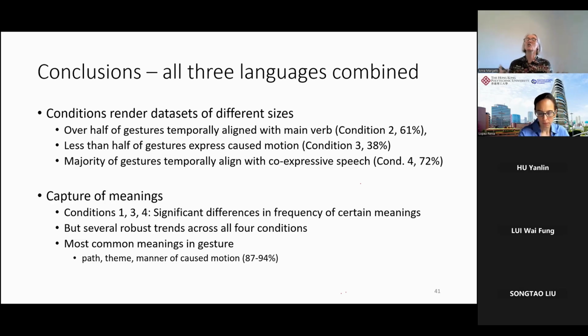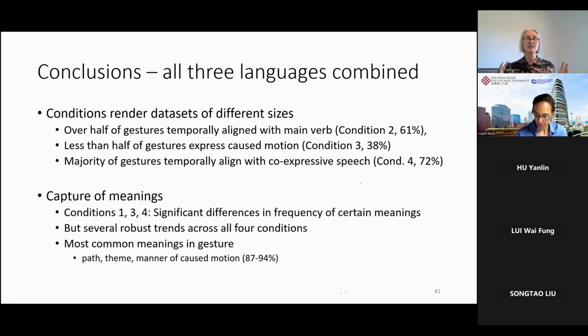So these are our cross-linguistic trends that hold across the 3 languages. When we then look at the capture of meanings, we found that conditions 1, 3, and 4... I think it's 1, 2, and 4. I think it's a typo. We find significant differences in the frequency of certain meanings. But we found robust trends overall, namely that there are certain types of meaning which are the most common.